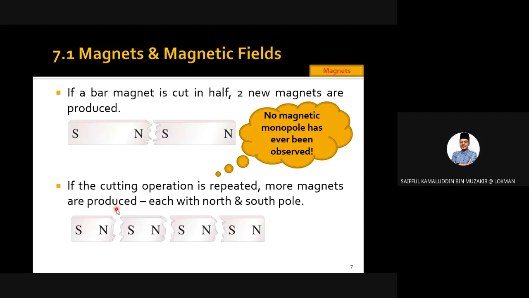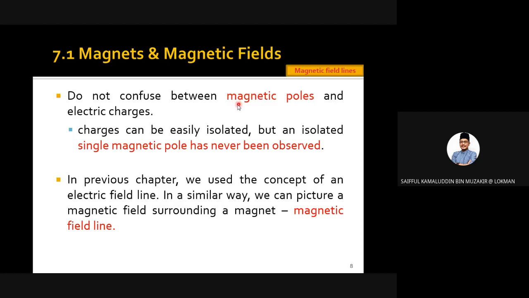The magnetic field and the current field are different. Do not confuse magnetic poles with electrical charges. Charges can be easily isolated. We could isolate the positive and negative charges, but an isolated single magnetic pole has never been observed. It cannot be isolated. In the previous chapter, we used the concept of an electric field line. In this chapter, we could use a similar concept of field line.